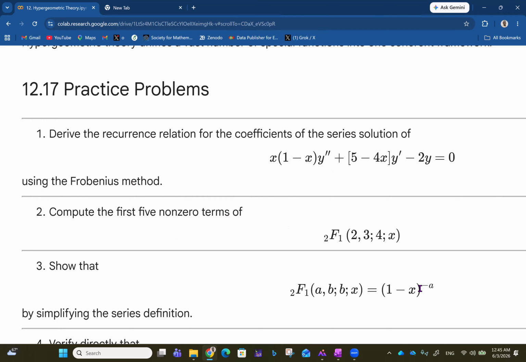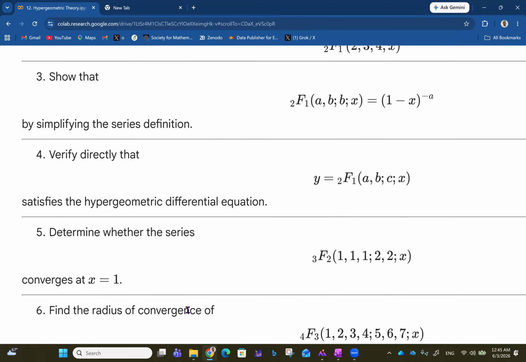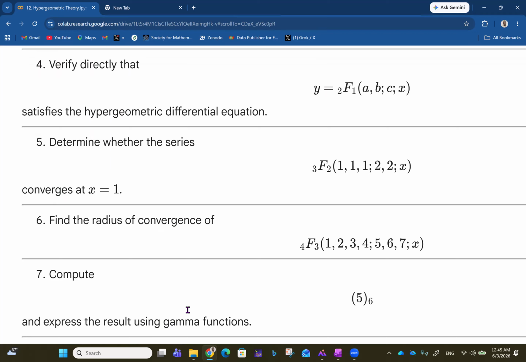So this is going to be dealt with. I want to show that 2F1 of a comma b semicolon b semicolon x is simply the same thing as 1 minus x raised to the power minus a, by simplifying the series solution. So we'll be taking care of 3. Then I'll just show the other questions.